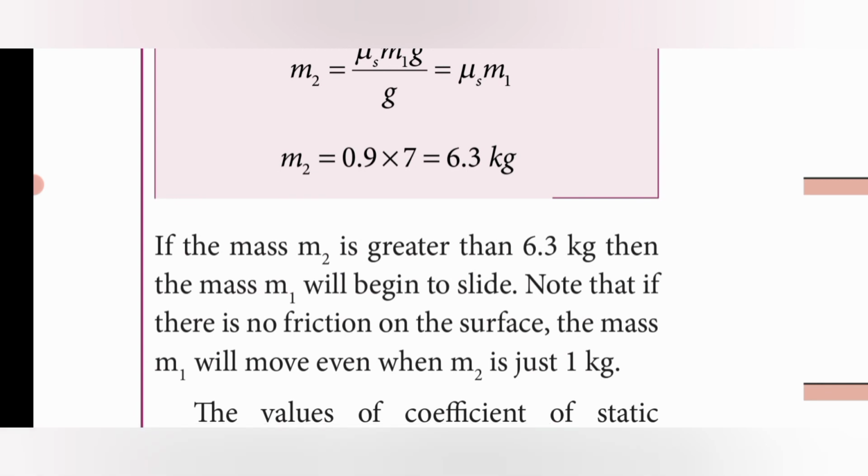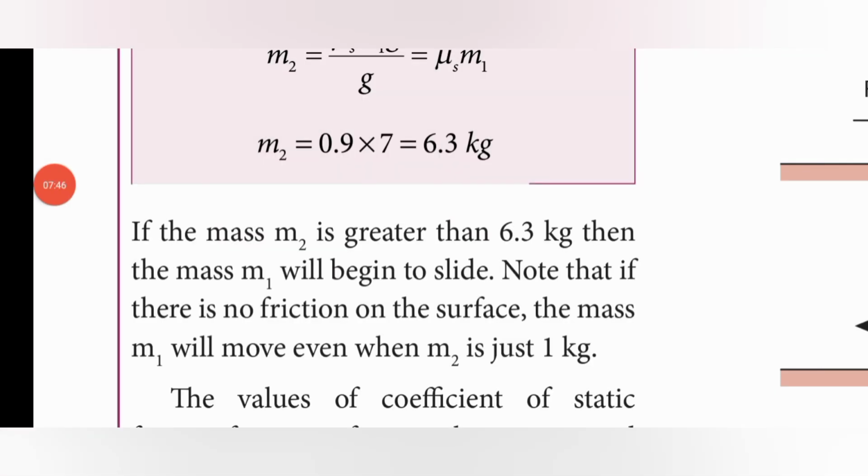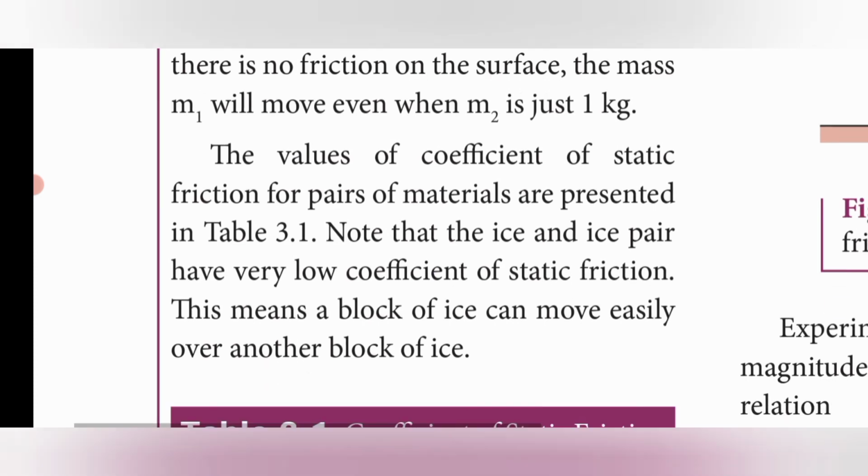Then it begins to slide, because the friction is overcome. If not, it means there is no friction on the surface. So M1 will move when M2 is just above the weight of 6.3 kg. So this is the second solution.